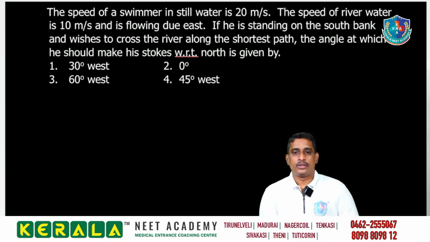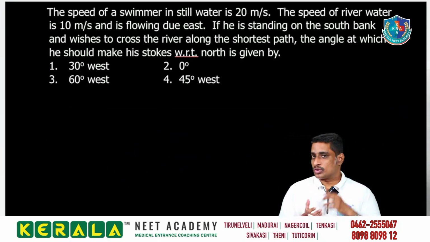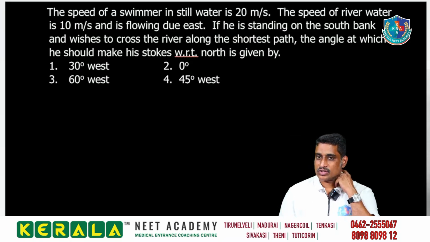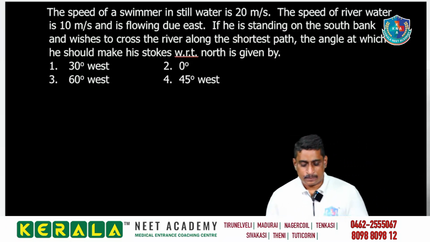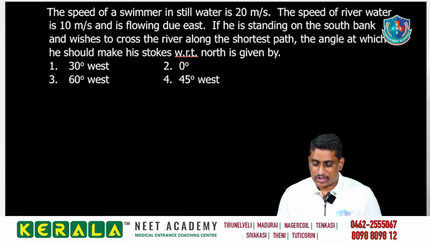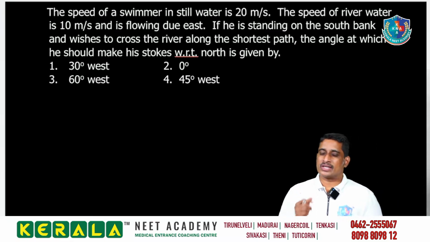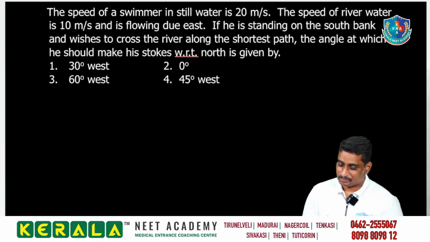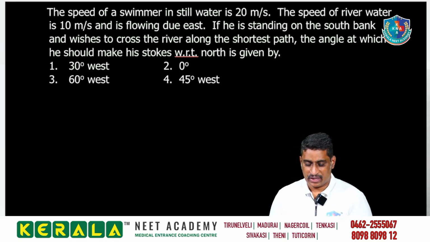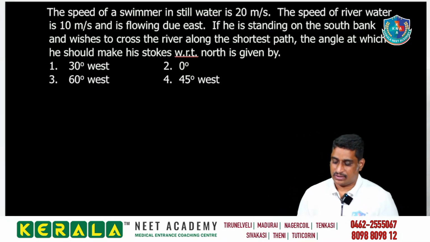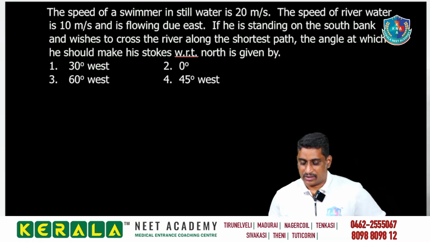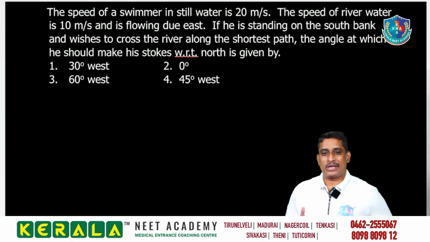Come to the next question. This question has also been given in a previous year, not 2021, I think it is the 2019 NEET entrance examination. The speed of a swimmer in still water is 20 meter per second. Speed of a swimmer in still water means it is the velocity of the swimmer with respect to the river. The speed of the river water is given and it is flowing towards east. If he is standing on the south bank and wishes to cross the river along the shortest path, the angle at which he should make his strokes with respect to the north is given by.